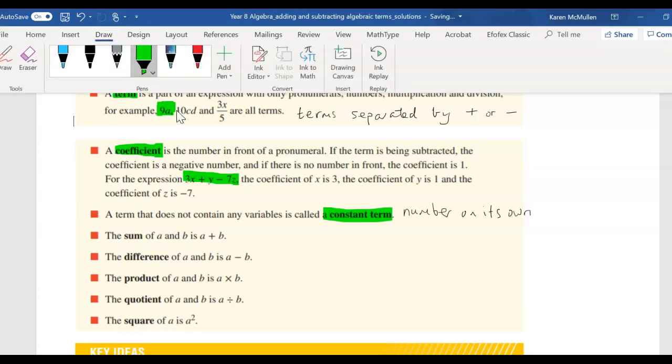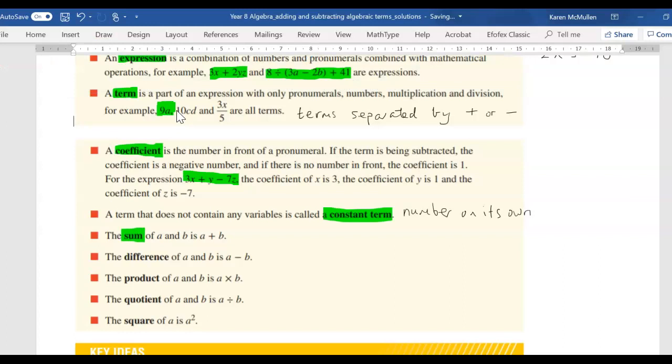Okay, the sum. If we're doing the sum of two numbers, we add them together. The difference means to subtract them. The product means to multiply. The quotient means to divide. And the square means to take the square of that number. So it's important to remember that, because often you would get a question.